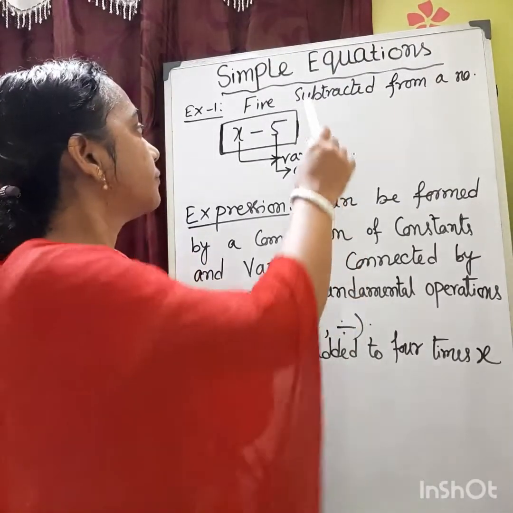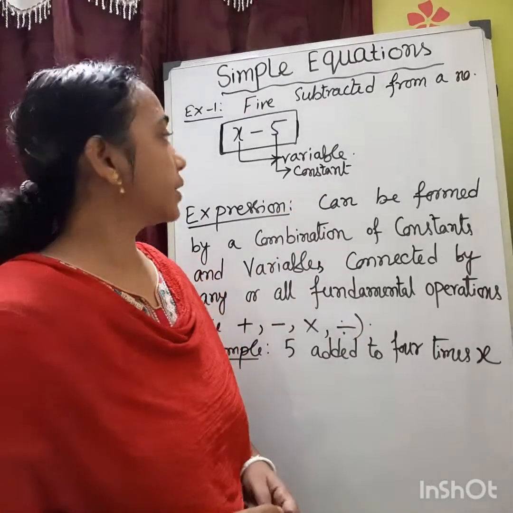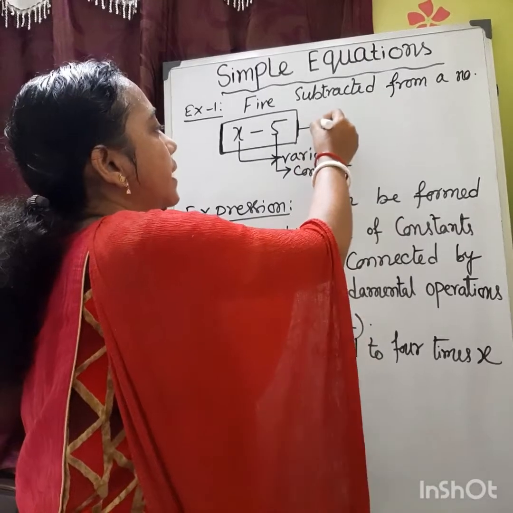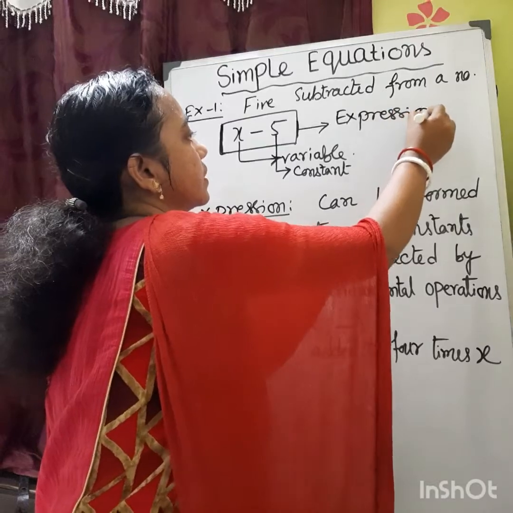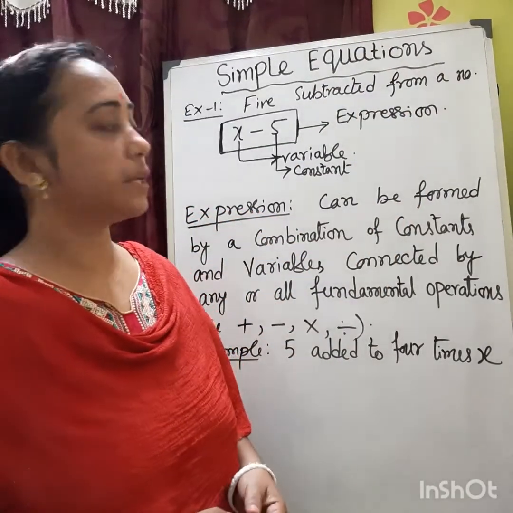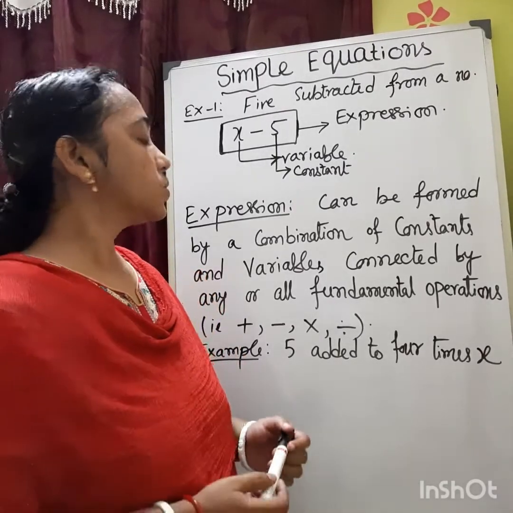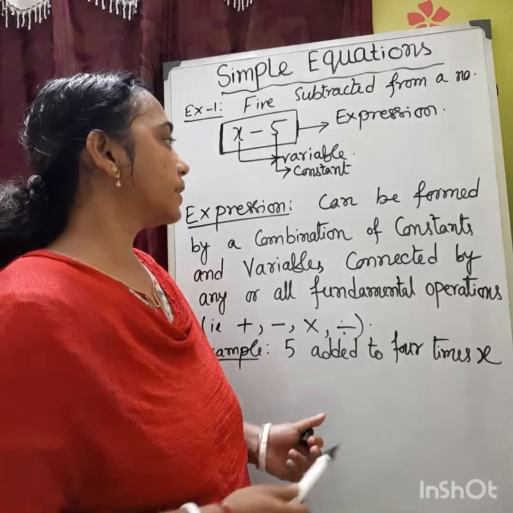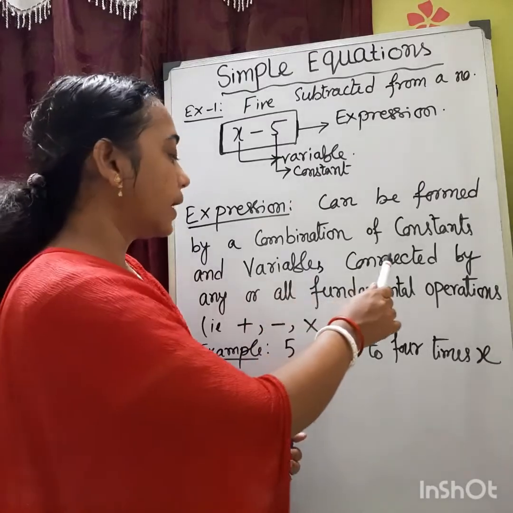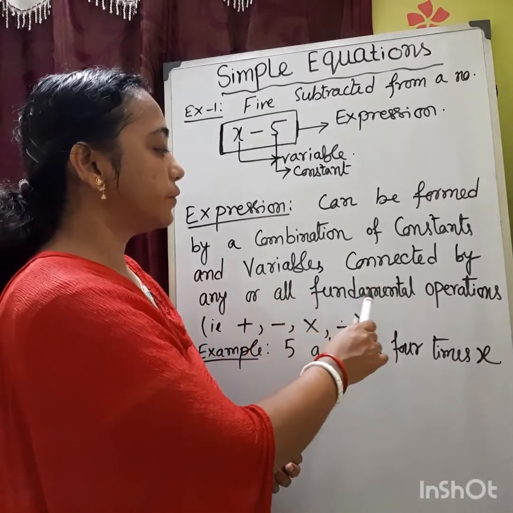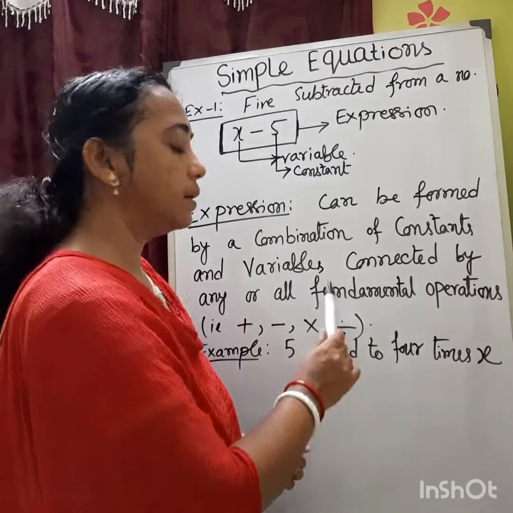Now the statement that 5 subtracted from a number, that is X minus 5, this total statement can also be named as an expression. This is also called an expression, that is X minus 5, where X is called a variable and 5 is called a constant. So what is an expression? An expression can be formed by a combination of constants and variables connected by any or all of the fundamental operations, that is addition, subtraction, multiplication and division.